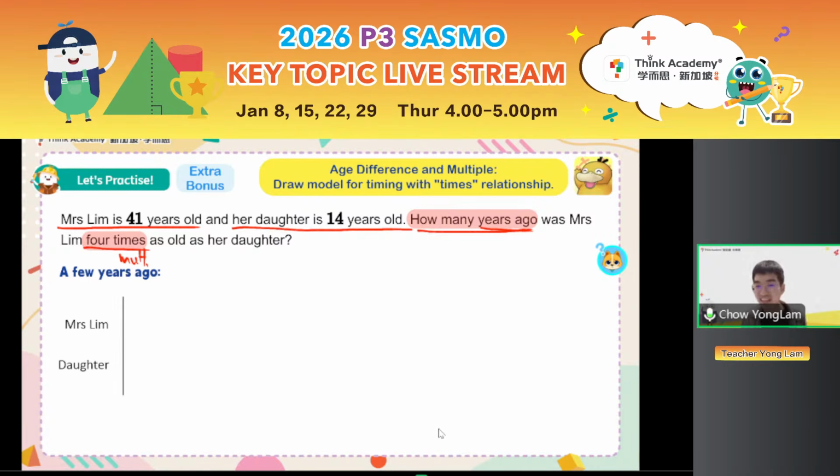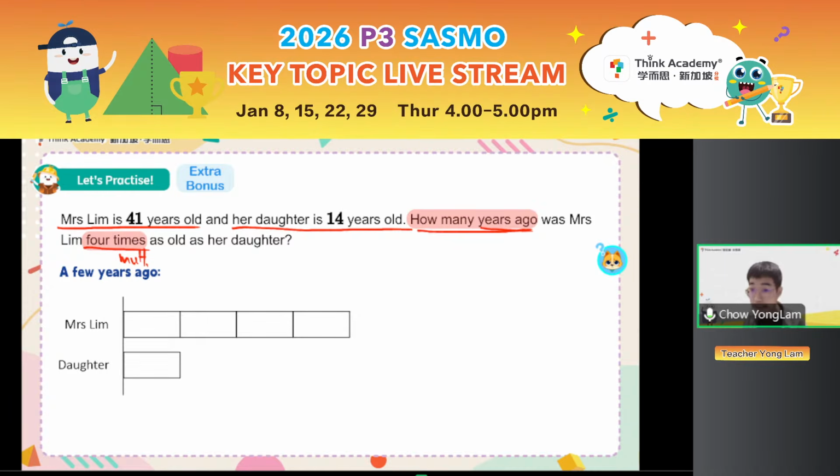Mrs. Lim and her daughter. Daughter is 1 unit. Mrs. Lim is 4 times. So 4 units. And now here's the $1,000,000 question. Do you label the sum or do you label the difference? Do you know the sum or do you know the difference? Right. Do you know the sum or the difference?